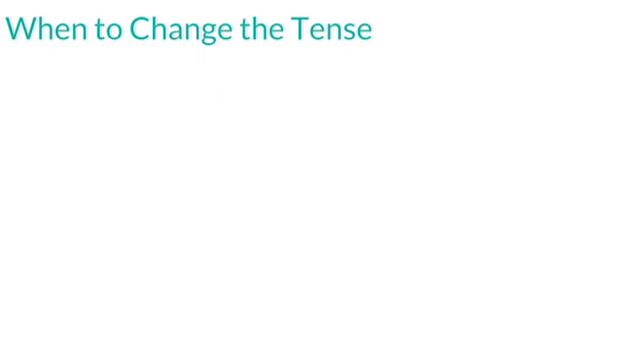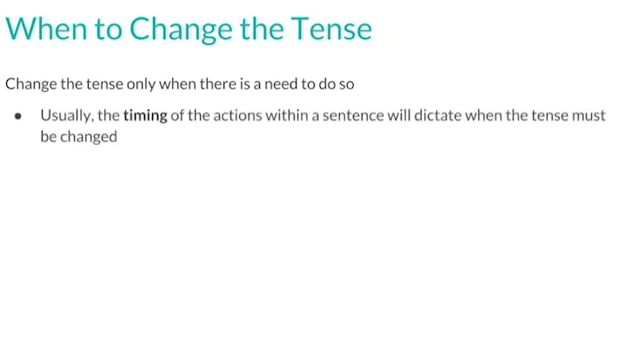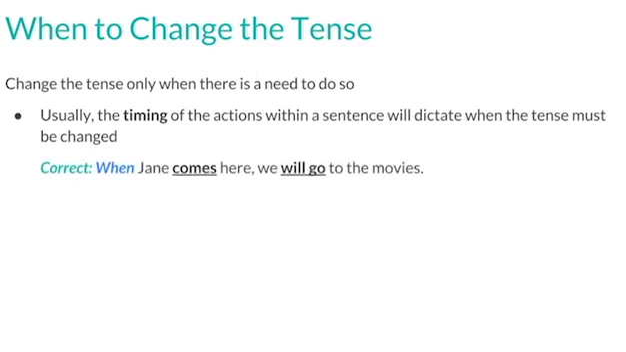Now let's talk about when to actually change the tense. Firstly, you should only change the tense when there is a need to do so. So when is there a need to change the tense? Usually, it's the timing of the actions within a sentence that decide whether we need to change the tense or not. So let's look at an example of that. Here we have a correct version of a sentence. The sentence is, "When Jane comes here, we will go to the movies." Notice that we have two different tenses in this sentence. Here we have a present simple tense, and here we have a future simple tense.